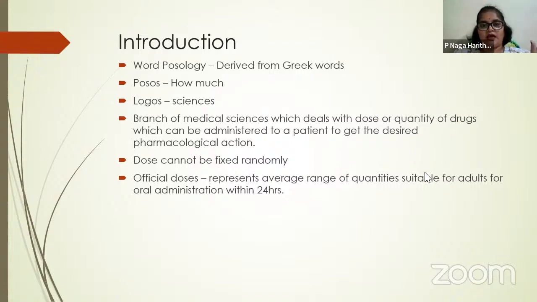However, the dose given in those official books is for an adult patient. It is not for children. But do we get only adult patients? No, not at all. From newborns, maybe only hours old, to patients more than 100 years old, we may get. So the official books give only the adult dose, and that too only for oral administration, for 24 hours.